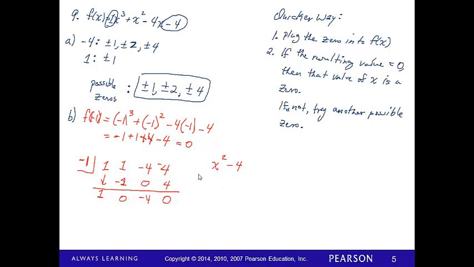Okay, so that's part B, and then part C says, use the quotient found in part B, which is this piece, and find the remaining zeros. So you're going to set this equal to 0, and you're going to solve it. Well, this becomes x squared equals 4, which means x is equal to 2 as well as -2. And also don't forget the -1. So all the actual zeros here are 2, -2, and -1.